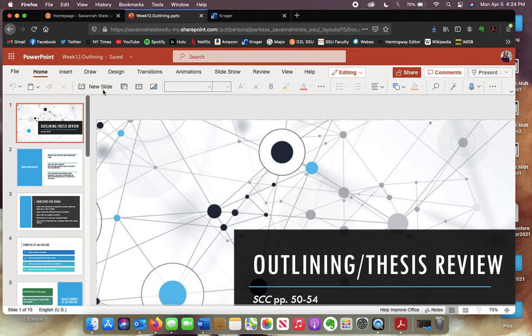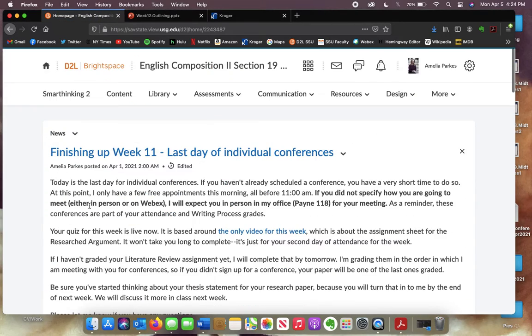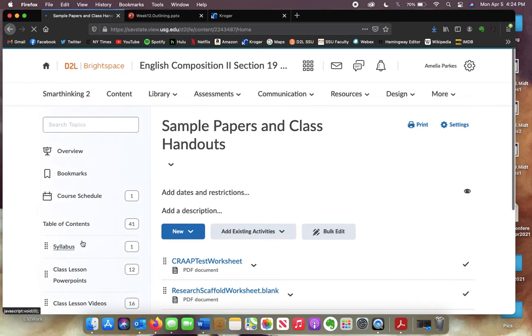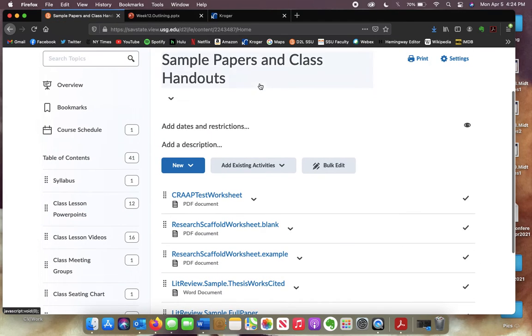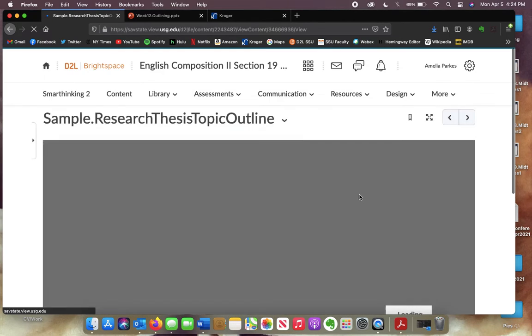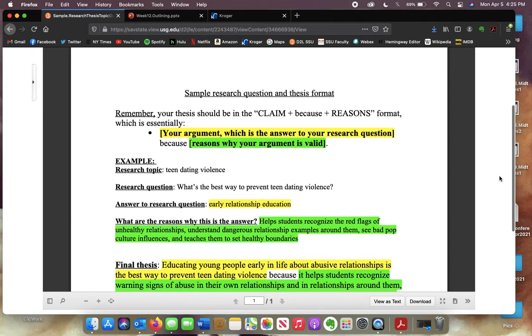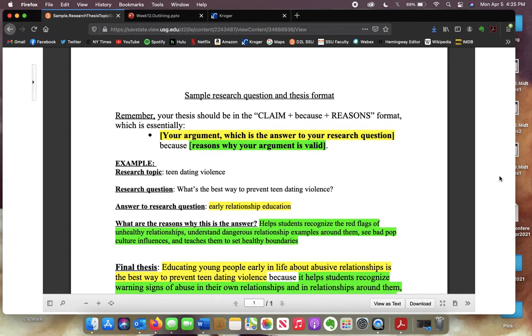Actually, let's just go to the example. It's under the sample papers and class handouts, it's down here. I've got your sample research thesis and topic outline here for you. And I've color-coded it, because I don't know about y'all, but it helps me when I see stuff that is color-coded. So here's a sample research question and thesis format.